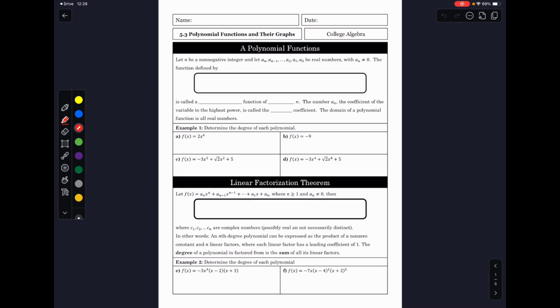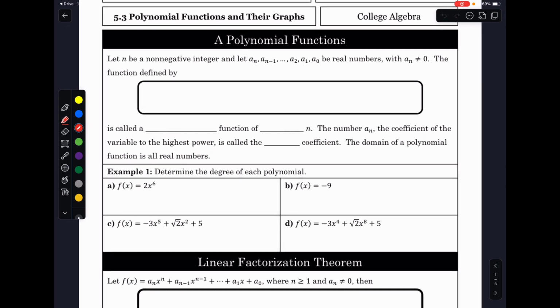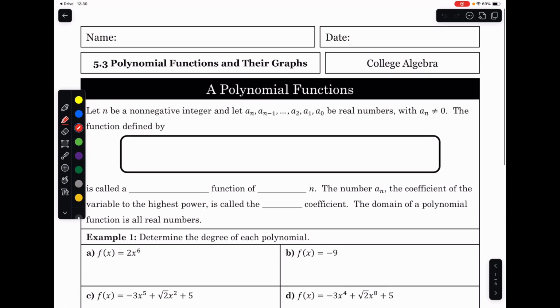Let's begin by first identifying the definition and the standard way of writing a polynomial function. Assuming that n is a non-negative integer, so any positive whole number, and a sub n, a sub n minus 1, and so on are real numbers, where the leading one, a sub n, doesn't equal 0, then the polynomial function is defined by the following format.